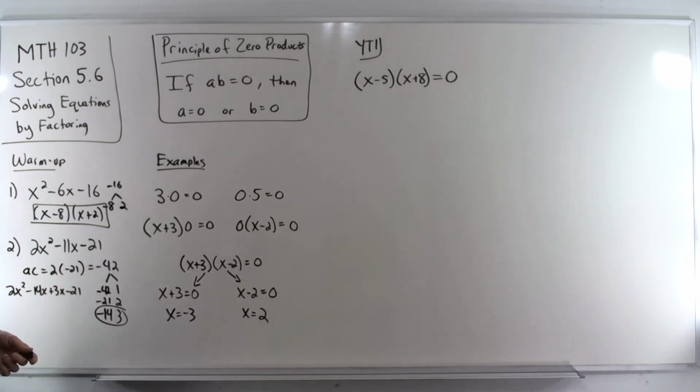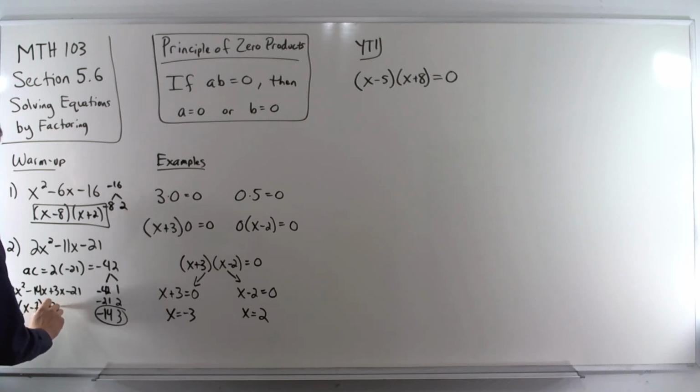And now we'll factor by grouping. Factor out a 2x from the first pair: x minus 7. Factor out a 3 from the second pair: x minus 7. So we get x minus 7 times 2x plus 3.